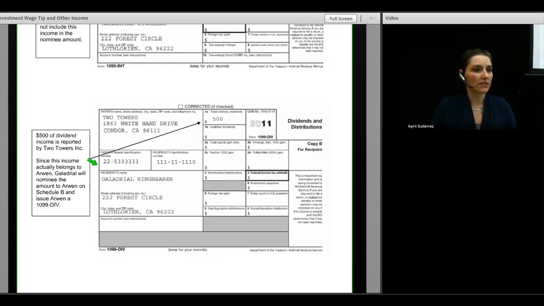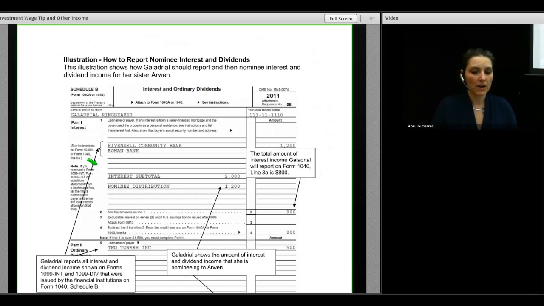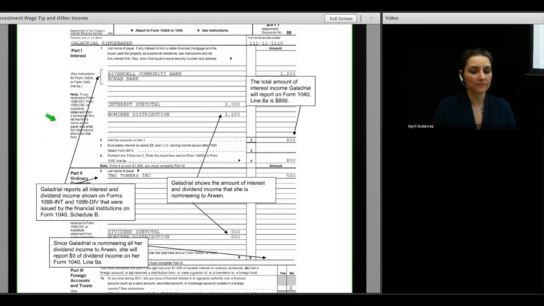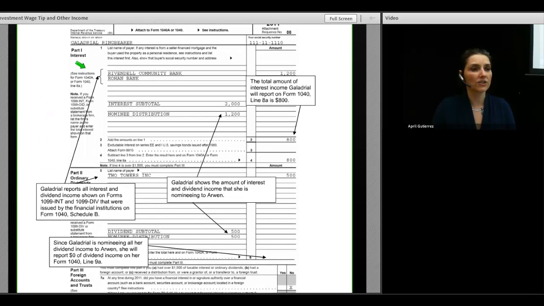So what is Galadriel going to do with this on her tax return? Well, we're going to go over and fill out a Schedule D or Schedule B for Galadriel. And the first thing we do is acknowledge all forms of interest income she received during the year. We have Rivendell Community Bank that paid her $1,200, and we have Rohan Bank that paid her $800. And it's actually buried under this box. You can't see it, but there's another $800 that's appearing on this line. The interest subtotals at $2,000. So $1,200 plus $800 equals $2,000.